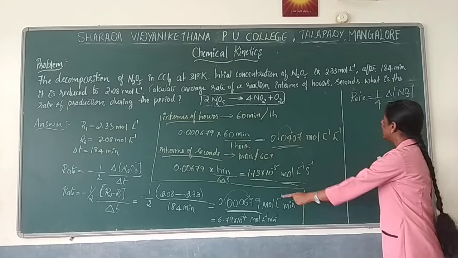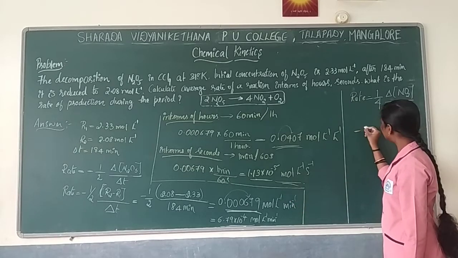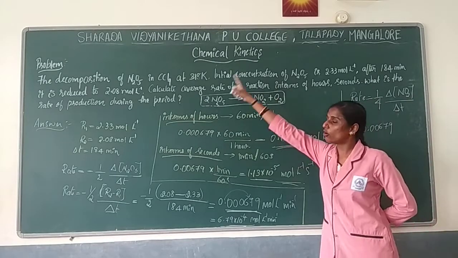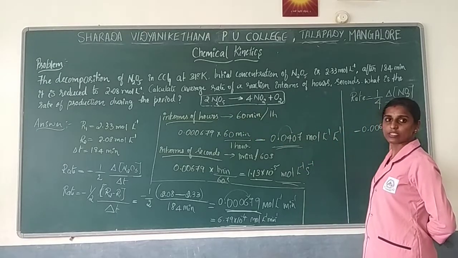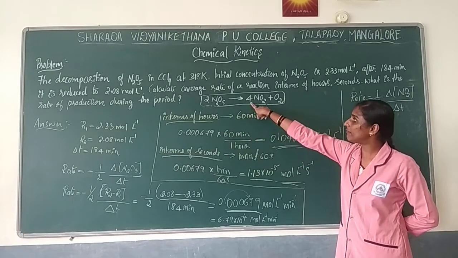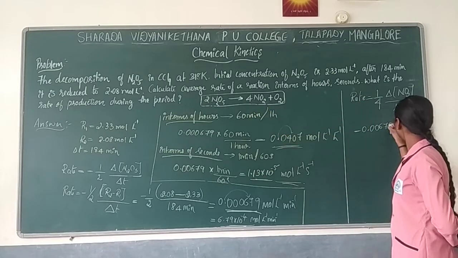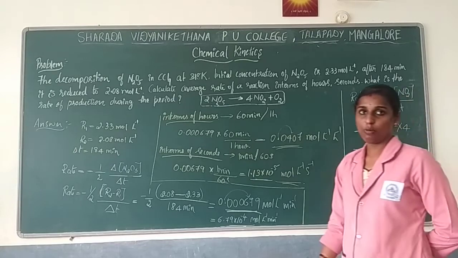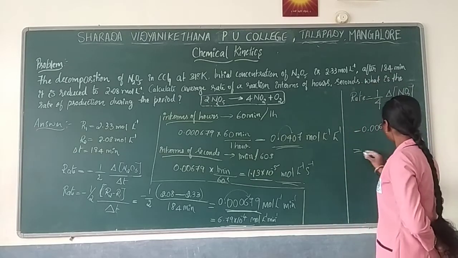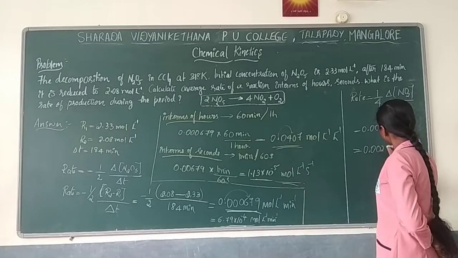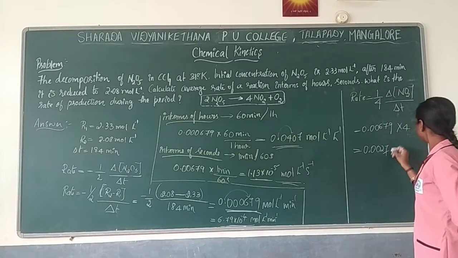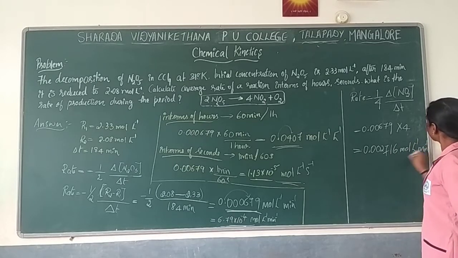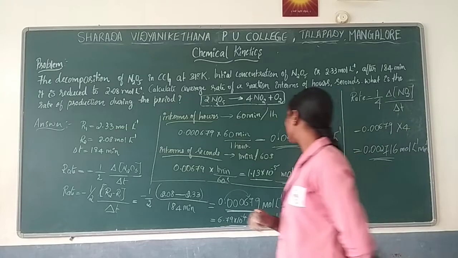So for the average rate of the reaction, that is nothing but 0.00679. The whole rate of the reaction comes as 0.00679, and here it is multiplied with 4 just to balance the reaction. Multiply this, and whatever answer you get will be the rate of production. Calculate the answer, you get around 0.002716 mole per liter per minute. So this will be the value.